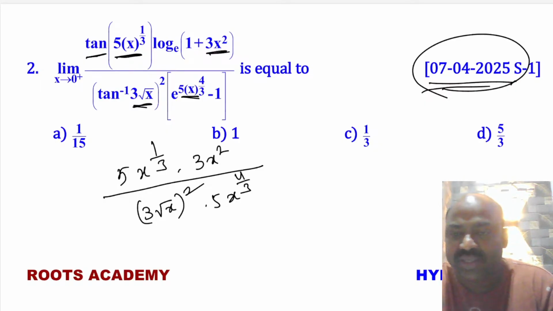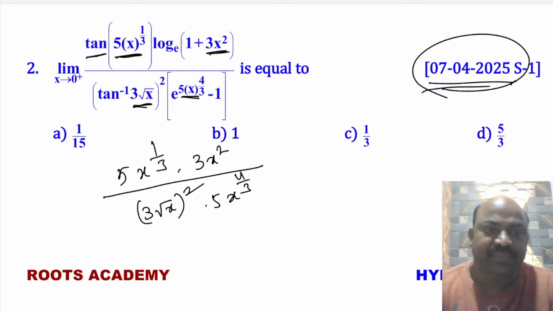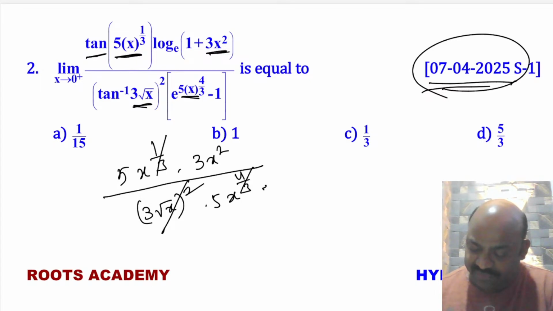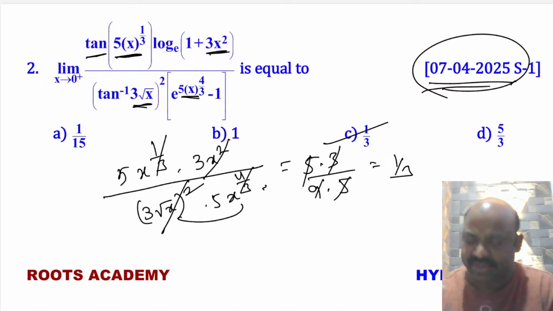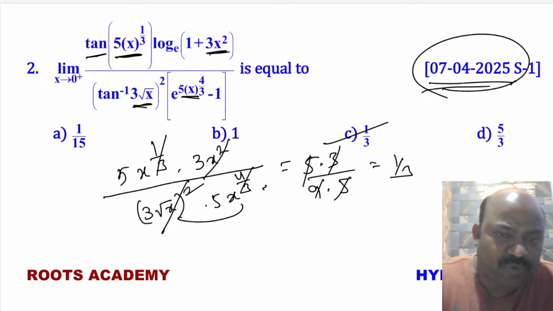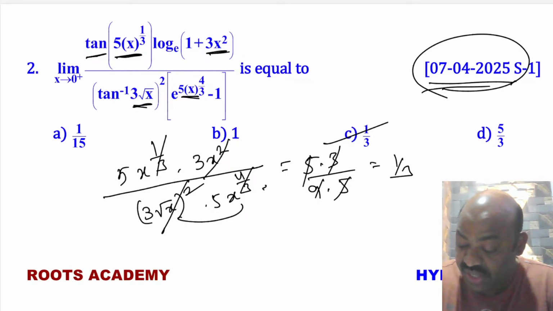Can you cut the things and get the answer? Quickly. So what is happening here? Root x whole square means it will become x. So that is gone and x is left, x square gone. So simply write all the coefficients. 5 into 3 into 9 into 5, cut. So you will get 1 by 3. Wow, what a beautiful question it is. It's a JEE Mains 2025 question. It's not my question, it's a JEE Mains question. Clear?